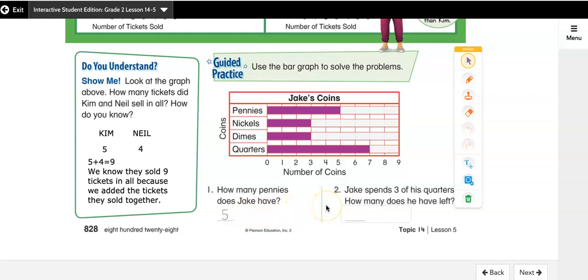Number 2 says Jake spends 3 of his quarters. How many does he have left? Well, in order to figure out how many he has left, I need to figure out how many he started with to begin with. So I'm going to go to quarters, and I'm going to go down my bar and see that to begin with, Jake had 7 quarters.